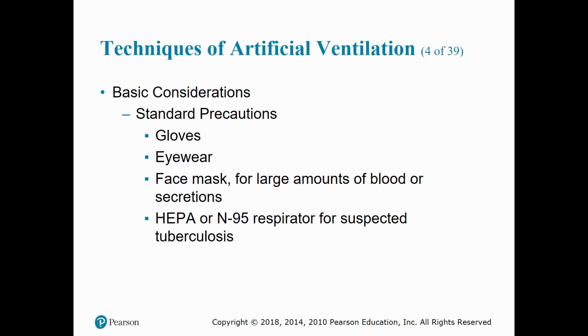As with any technique in which there is a risk of coming into contact with body fluids, it is necessary to take standard precautions when performing artificial ventilation. The risk of coming into contact with secretions, blood, or vomit while ventilating is relatively high. Therefore, at minimum, you should make sure that you have gloves and eyewear on. If large amounts of blood or secretions are present, you should also consider wearing a face mask. And if tuberculosis is suspected, you should also wear an N95 or HEPA mask respirator during the entire patient contact.